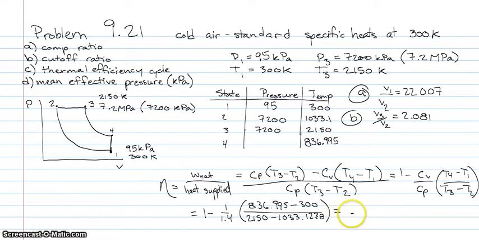When we solve that out in a calculator or something, we get 0.6565, but do not forget, since it is a thermal efficiency, that's actually going to be a percentage, multiplied by 100, and we're going to get our thermal efficiency to be 65.65%.